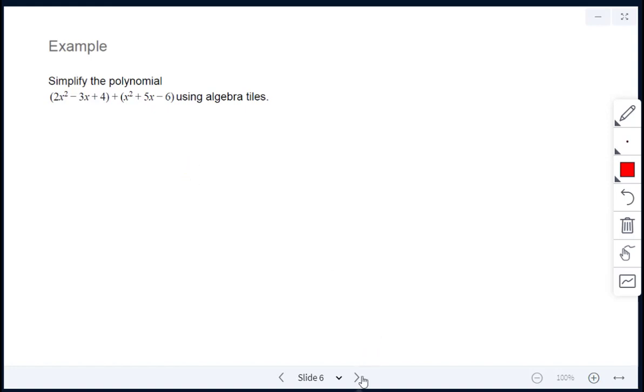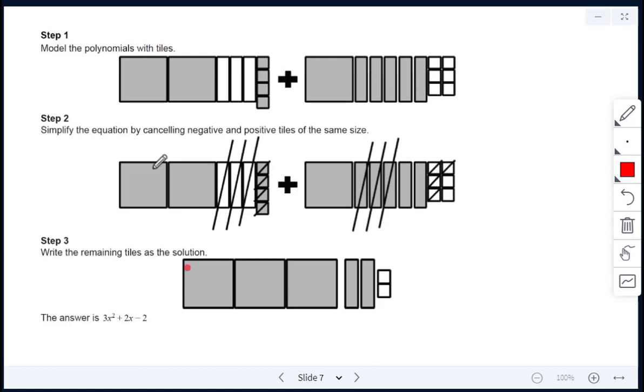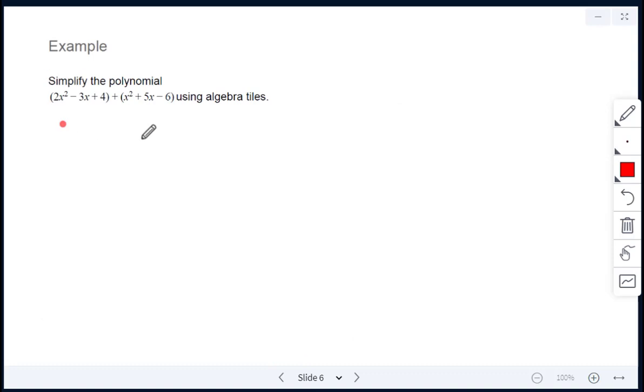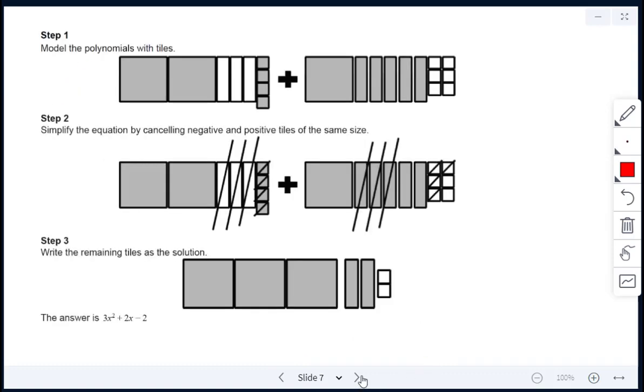So here, you'd model the polynomial with tiles. So we have 2x squared minus 3x plus 4, and then we have 1x squared, positive 5x, and then minus 6, just like what was in the expression here. All right, and then you're just going to simplify. You're going to cancel any negative and positive tiles of the same size, which is shown here, and then write out the remaining tiles as the solution.